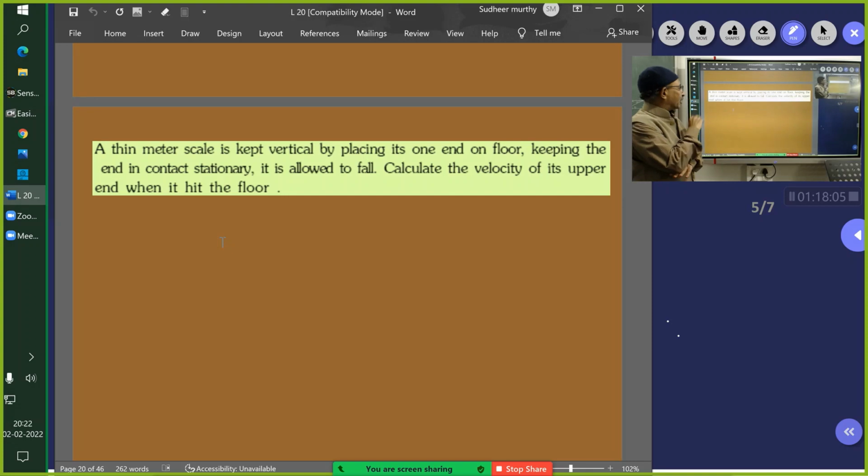Okay, so calculate the velocity of the upper end when it hits the floor. Just before it hits the floor, what is the velocity?